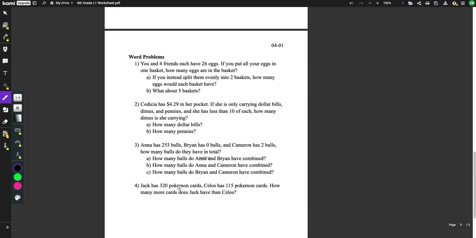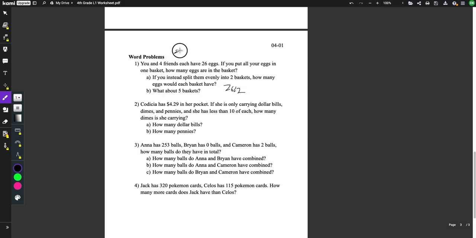Alright. So now we're going to do some word problems. For the first one, it says, you and your 4 friends have 26 eggs. If you want to put all your eggs in one basket, how many eggs are in the basket? So if you and your friends have 26, okay. But then let's look at part A. It says, if you instead split them evenly into 2 baskets, how many eggs would each basket have? And all we're doing is just dividing. So it's going to be 26 divided by 2.